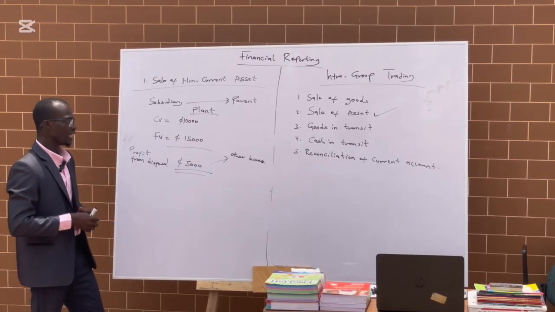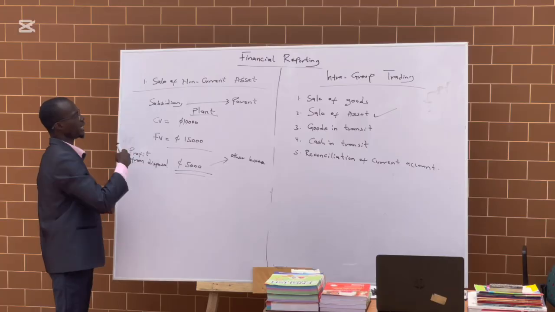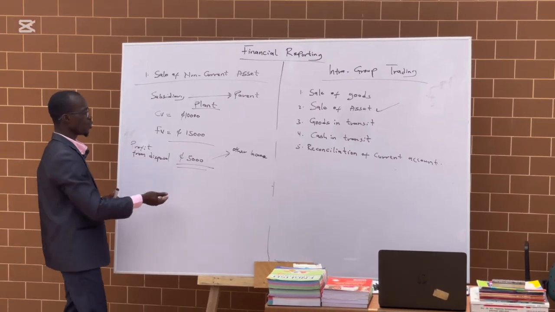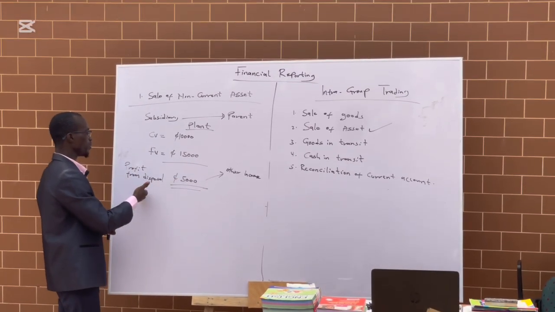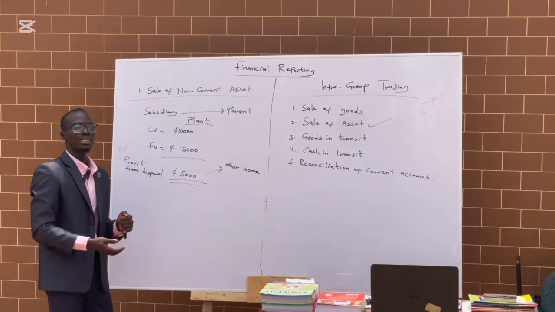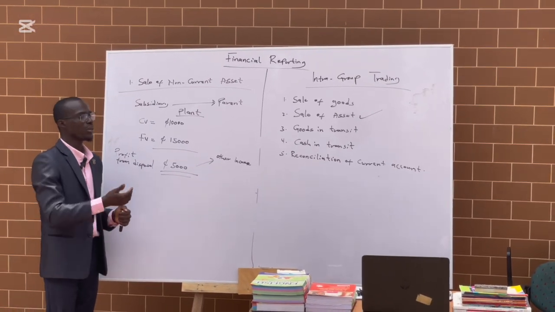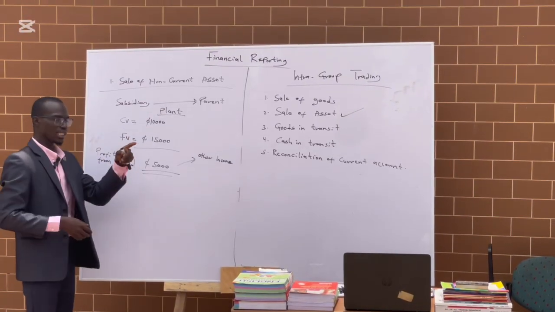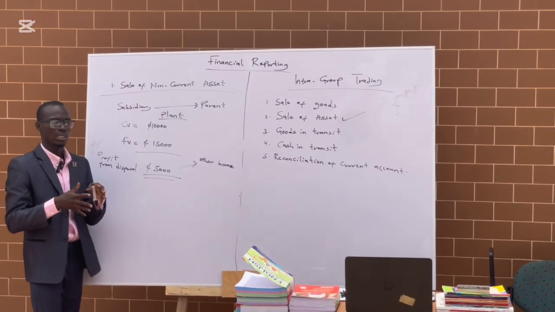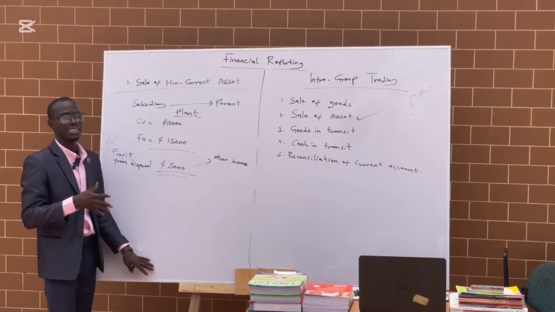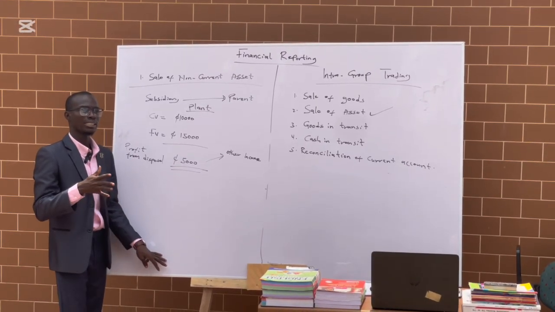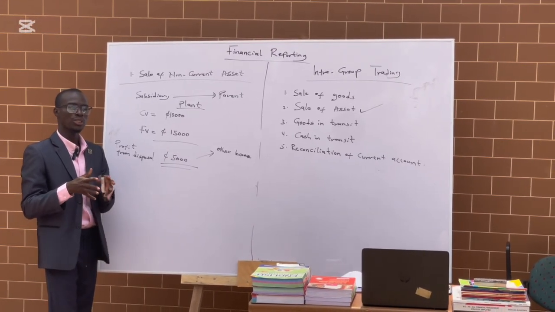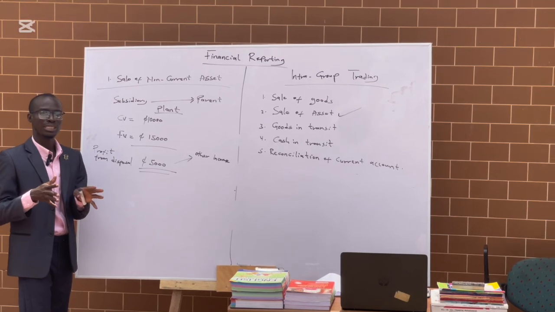In the other case, if the parent is selling to the subsidiary, this 5,000, which is the profit from disposal, we can also deduct from the group retained earnings. So when you are doing the group retained earnings at Workings 5, you can also deduct this one, because they are now becoming one company or one entity. So we don't need to make any trading between them.